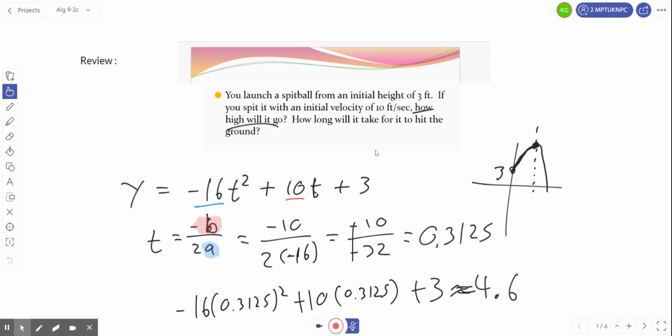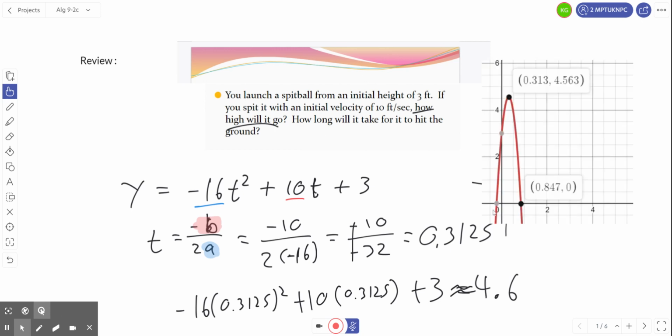And how long will it take to hit the ground? Well, we know it took 0.3125 seconds to get there. Now, if we want to know when this spitball hits the ground, the easiest way to do that would just be to graph it. So I put it in Desmos, and I'll show it to you. So here it is in Desmos, and you can see that it hits the ground after 0.8 seconds. So it's a pretty wimpy spitball.